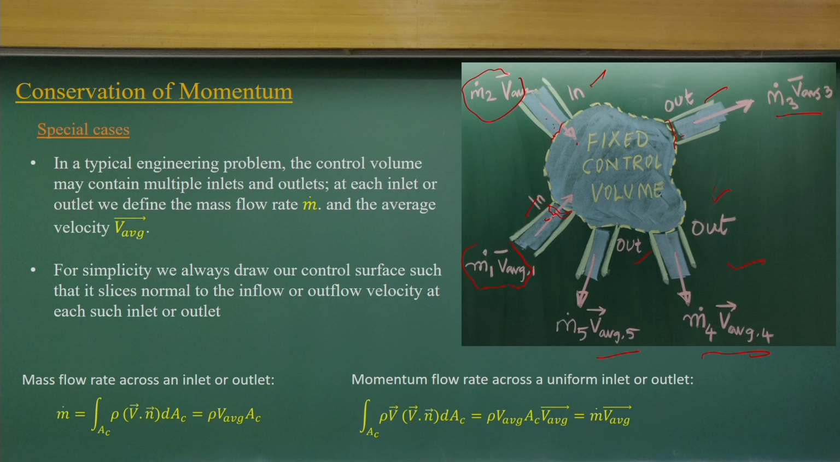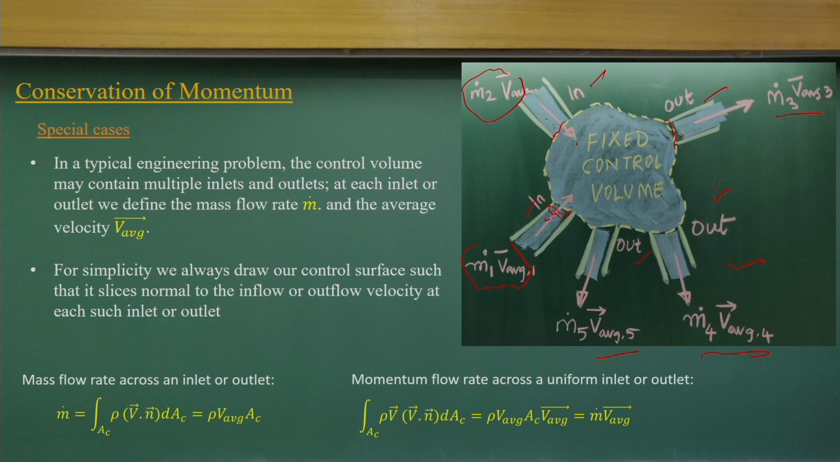Just like we did for the mass fluxes in the mass conservation equations, here we are talking about the net momentum flux passing through this control volume, which will be equal to the net force acting on this control volume. It is the same concept we know, force equals mass into acceleration. Here we consider the change of the momentum flux within this control volume as equal to the net force acting on it.